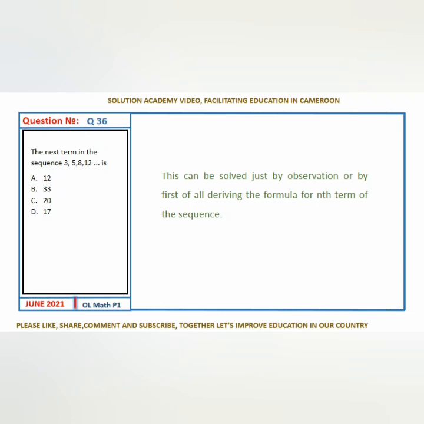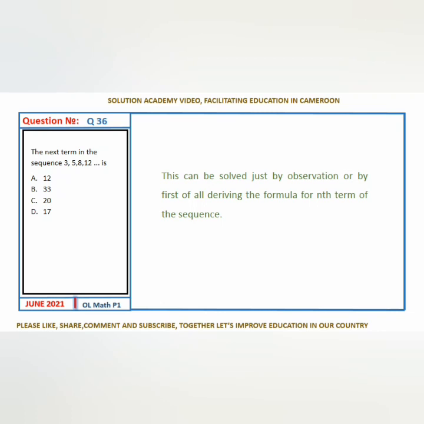So this question can be solved, like I said, in two ways. The first method is you can use the formula for the nth term of the sequence to get it. The first term is 3, and automatically you can get your common difference. Normally the question wants us to look for: 3 is the first term, 5 is the second, 8 is the third, 12 is the fourth. So the question wants us to look for the fifth term, that is the next term. So you can use your formula Tn.